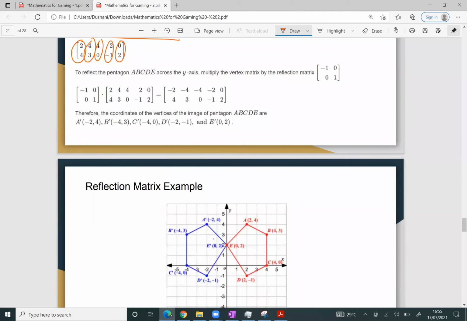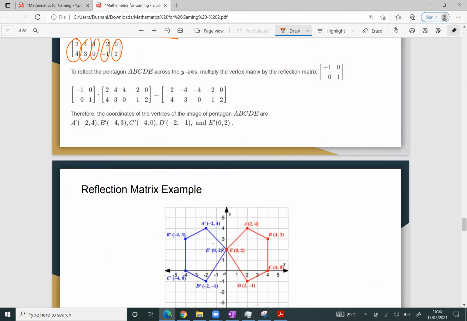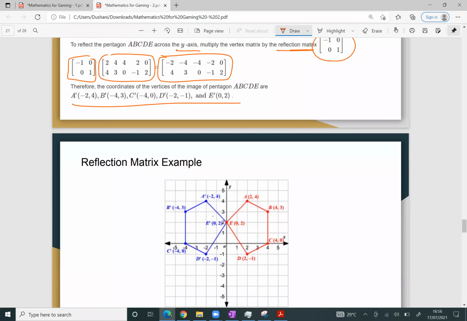And then when you want to reflect the pentagon across the y-axis, the matrix that you will use as the reflection matrix about the y-axis is this. So the matrix that you derived already will be multiplied by the reflection matrix. When you multiply, you get this answer. Then you mark the answers that you get in the coordinate space. So this is how the reflected pentagon would look.